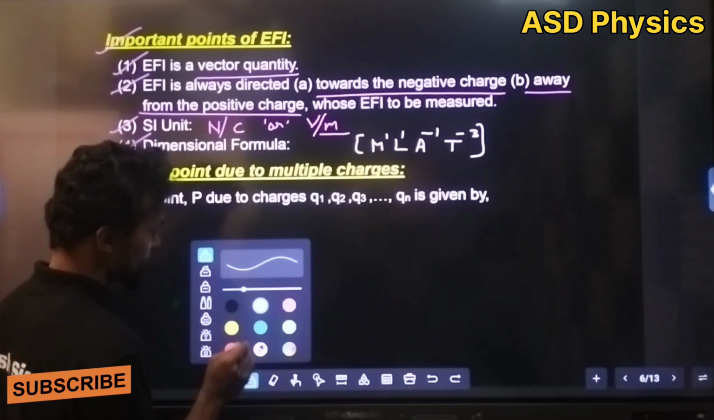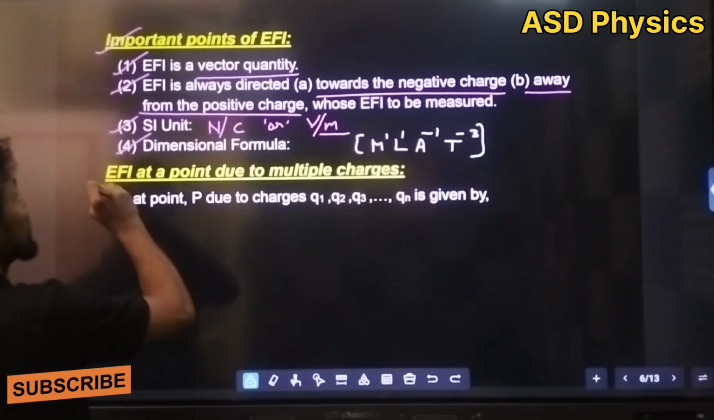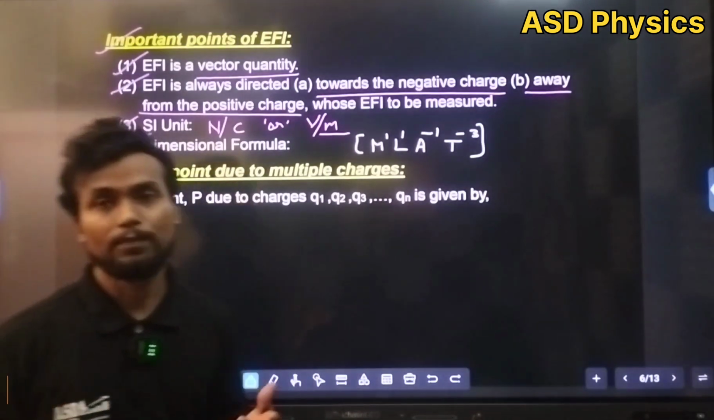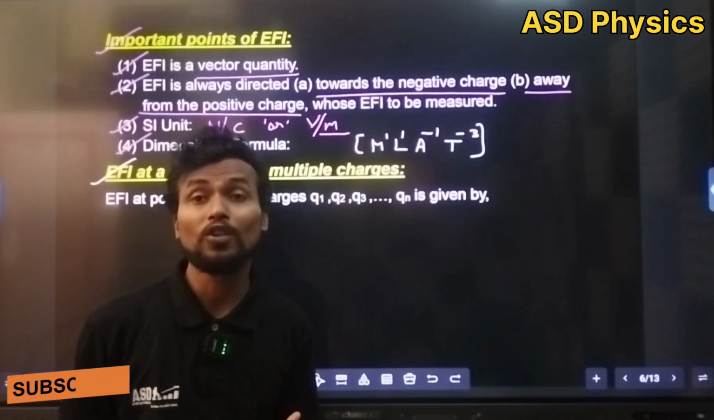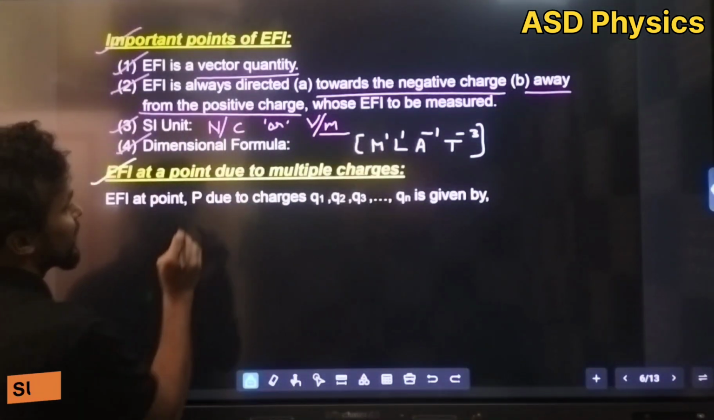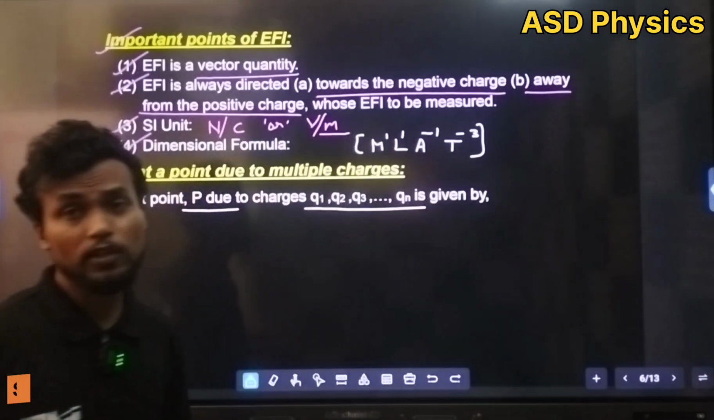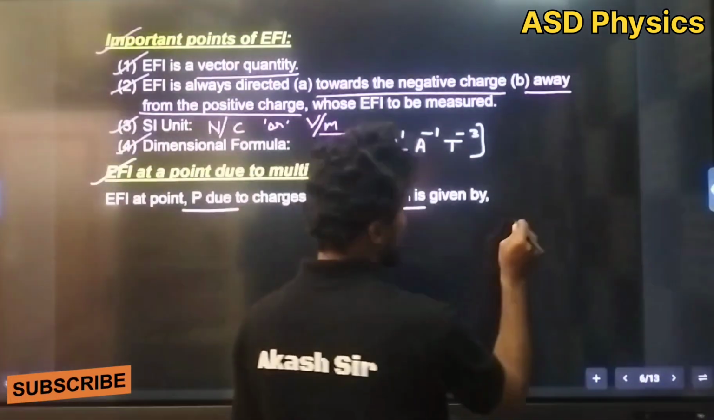Now, dear students, if we have multiple charges, then EFI at a point due to multiple charges is given by the principle of superposition. See here please. EFI at point P due to multiple charges like Q1, Q2, Q3, how to get it? Let's see here, students.